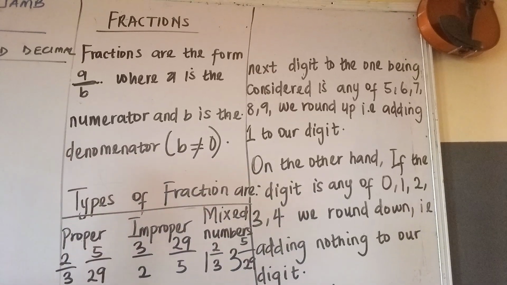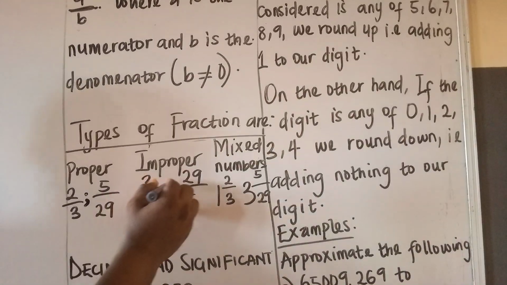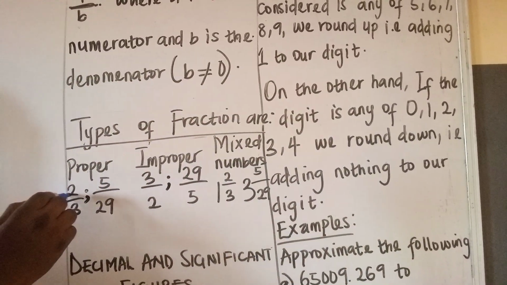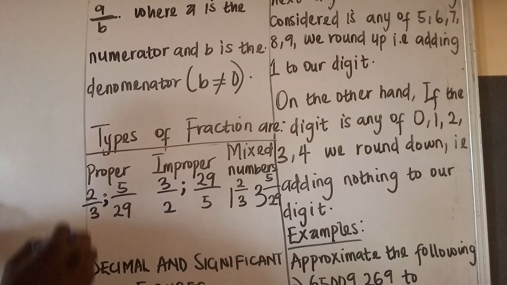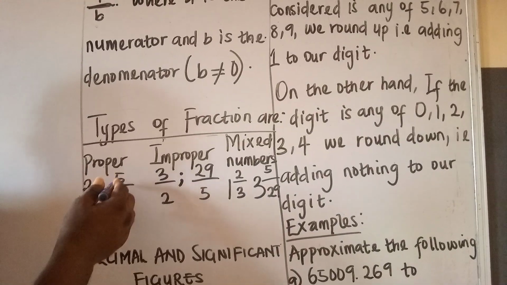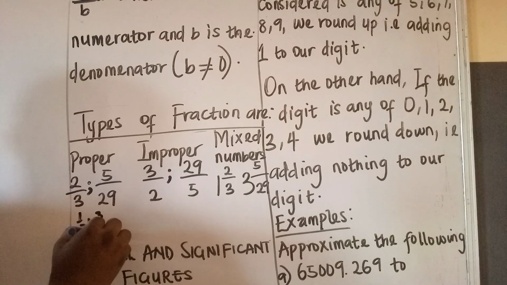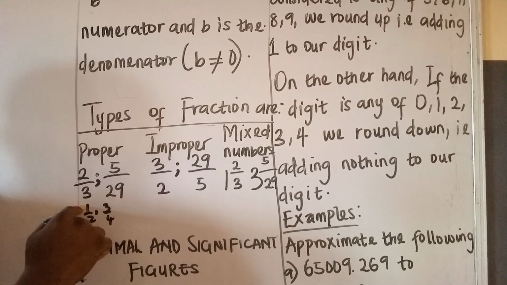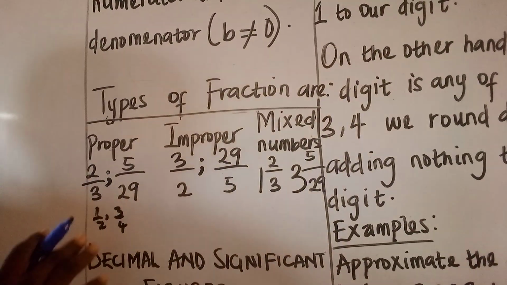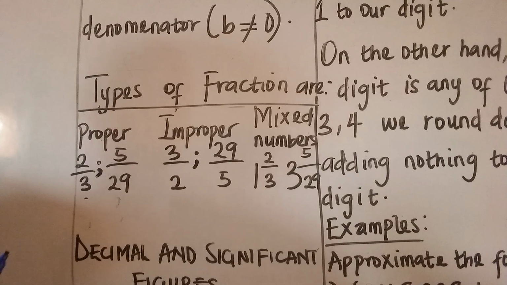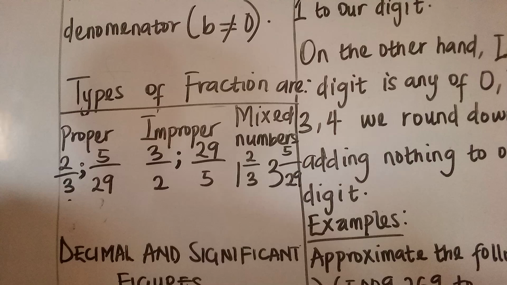We have three types of fraction mathematically. The first one is called a proper fraction. A fraction is said to be proper when the one above is smaller than the one below. For example, 2 over 3, 5 over 29, 1 over 2, 3 over 4. Any expression where the numerator is smaller than the denominator is called a simple or proper fraction. But when the numerator is bigger, we call it an improper fraction.